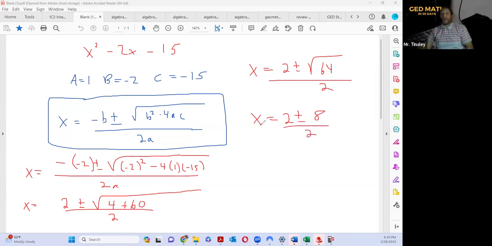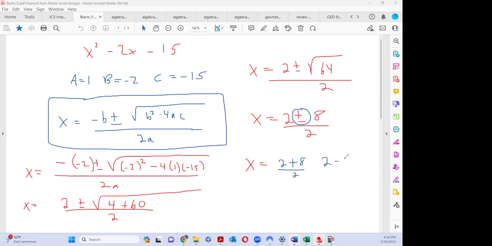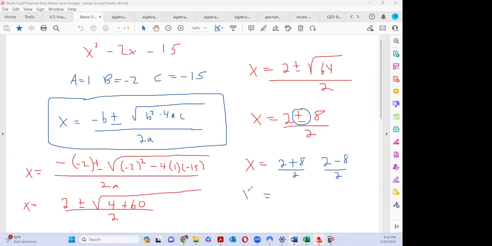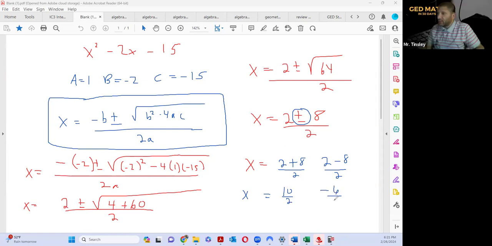Okay, this is where this gets a little difficult. Because remember, I told you a quadratic formula has up to 2 solutions. With this plus and minus, you're going to do two calculations. You're going to do 2 plus 8 over 2, and 2 minus 8 over 2. Does everybody understand that? Yes. Now you're going to have 10 over 2, and you're going to have minus 6 over 2. So this has two answers.